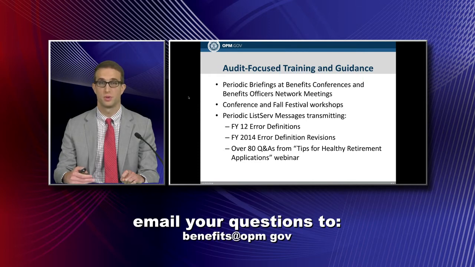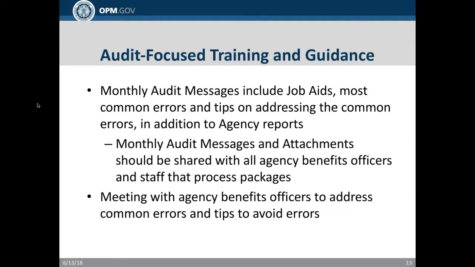The 2012 error definitions, as well as the update for 2014. And from our last webcast in 2014, we sent out the question and answer portion as well. And the other piece that we'll do, when I send out the monthly audit report to the headquarters level benefits officers, we will sometimes include job aids as well as most common errors and trends that we see, so that headquarters level can determine how they need to send that to the rest of their HR specialists. And then finally, if time and schedule permit, I've gone out to individual agencies to discuss their specific errors and trends that we see with the audit.